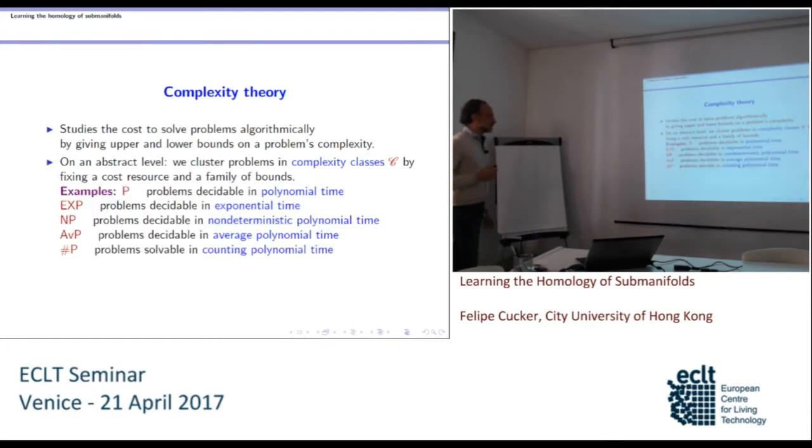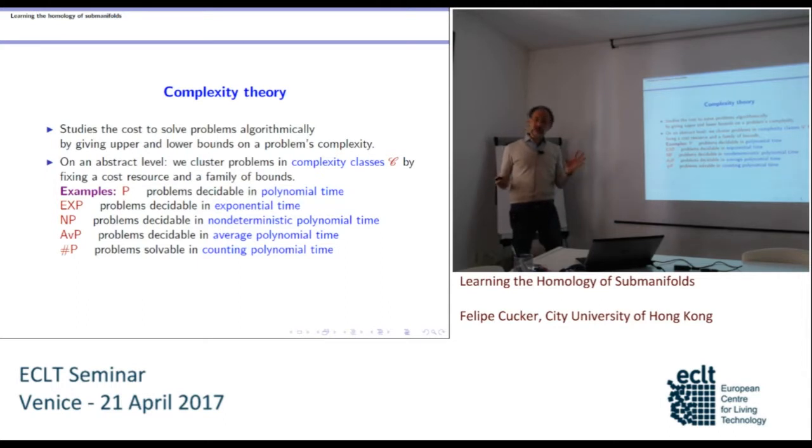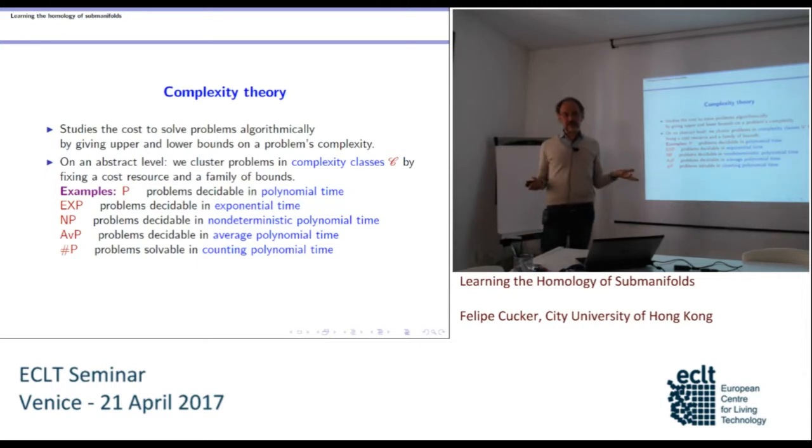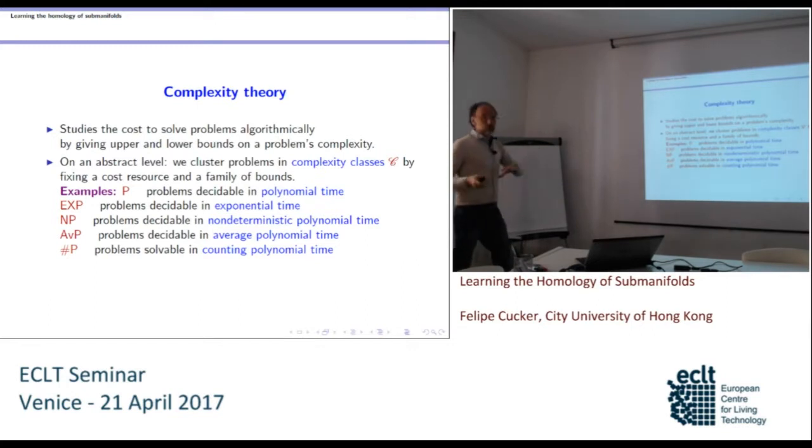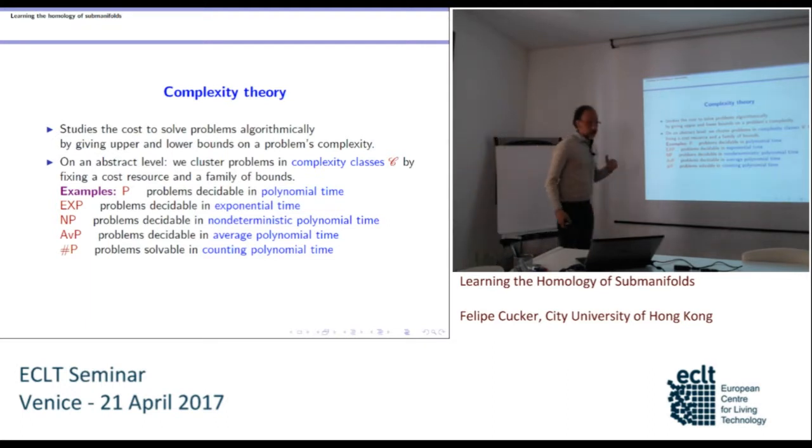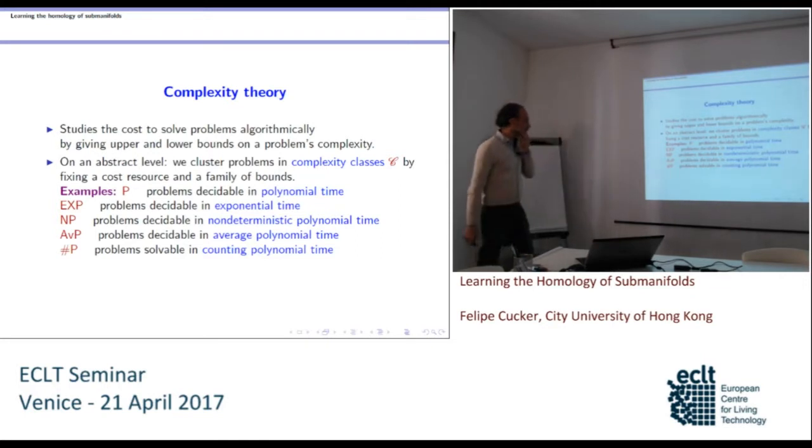So let me give you some examples. P, problems decidable in polynomial time. There is an idea of a size of my data. It's not the same to decide whether 47 is prime and to decide whether a number with 47 digits is prime. The second, we won't be able to do it. So there is an idea of size. In this case, we count the number of digits. And the polynomial means polynomial in the size of my data, okay?